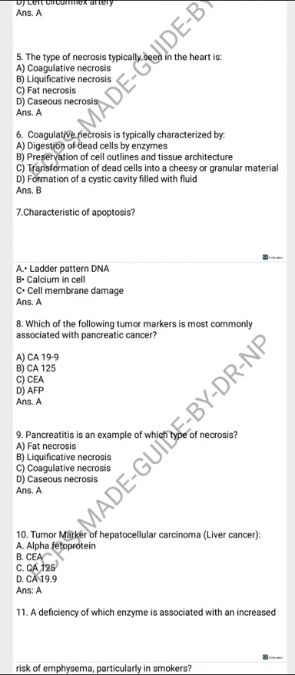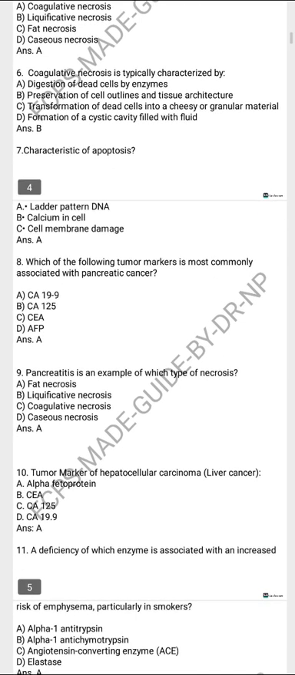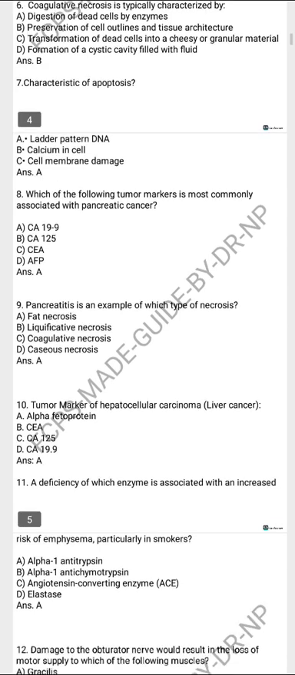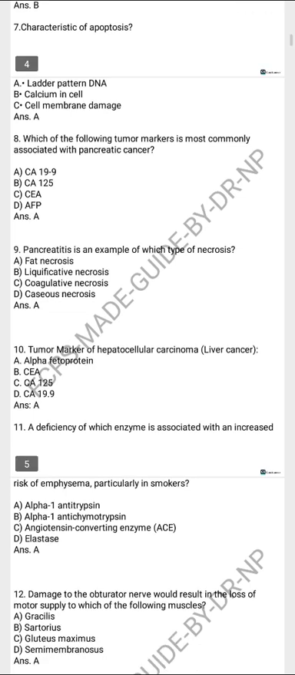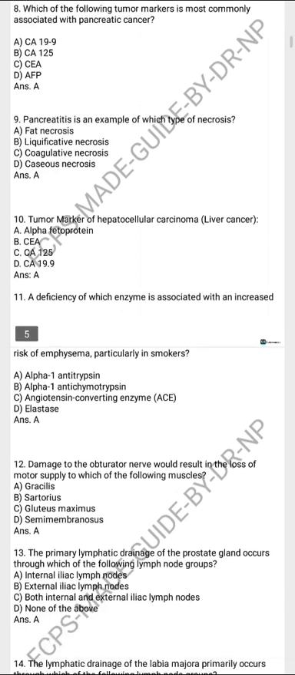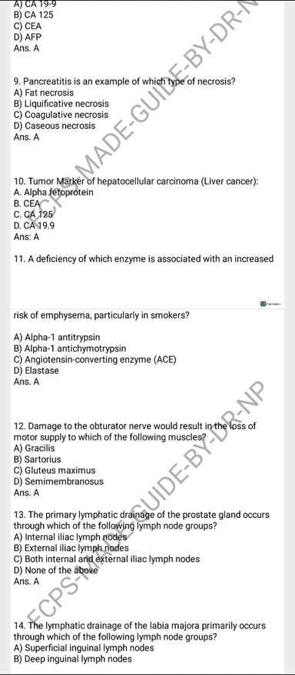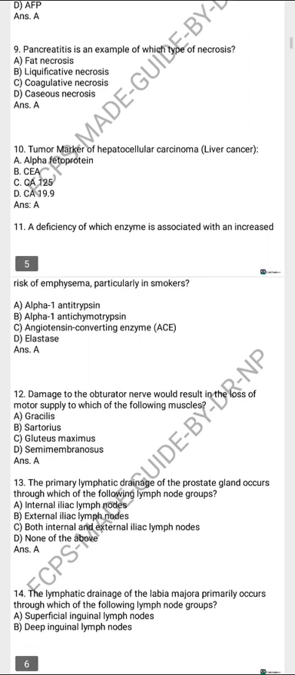The characteristic of apoptosis is the ladder pattern of DNA. Which of the following tumor markers is most commonly associated with pancreatic cancer? That is CA 19-9. Pancreatitis is an example of which necrosis? Fatty necrosis. The tumor marker of hepatocellular carcinoma is alpha-fetoprotein. Deficiency of which enzyme is associated with an increase in emphysema, particularly in smokers? Alpha-1 antitrypsin.